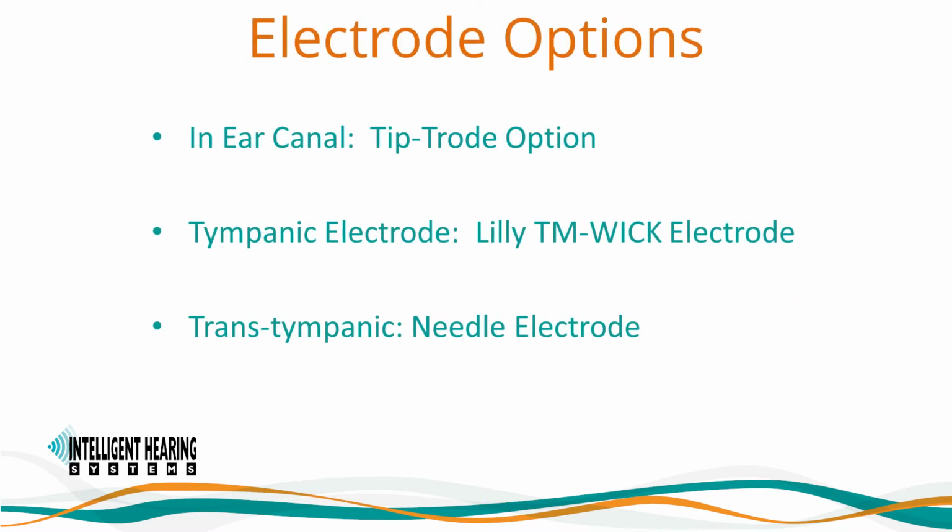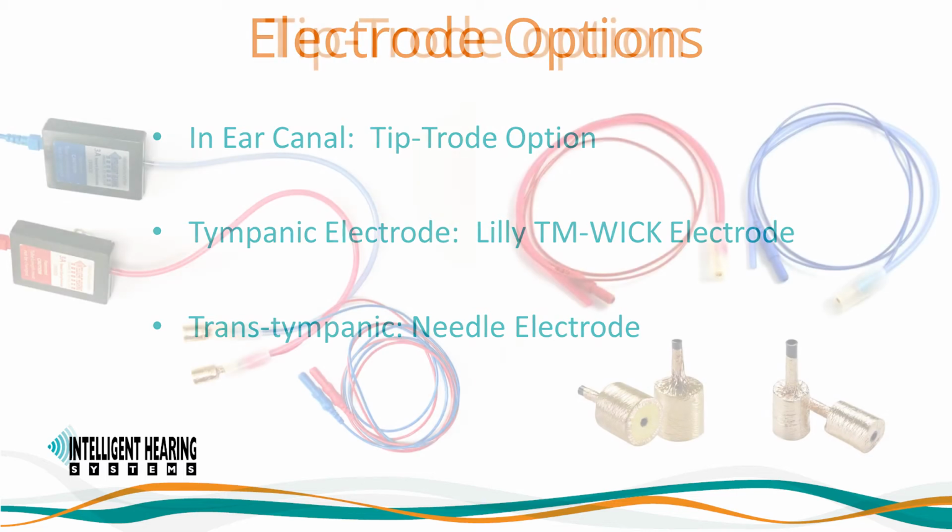There are various electrode options to choose from based on site placement. First option is in-ear canal electrodes, typically referred to as Tip-trodes. The second option is tympanic electrodes, which sit on the tympanic membrane. IHS supplies the Lilly TM-Wick electrode. And the third, most invasive type of electrode is the trans-tympanic needle electrode. This electrode transverses the tympanic membrane. For the purpose of this presentation, we will be discussing the first two options.